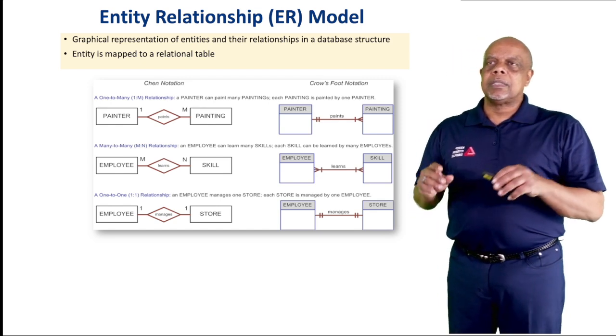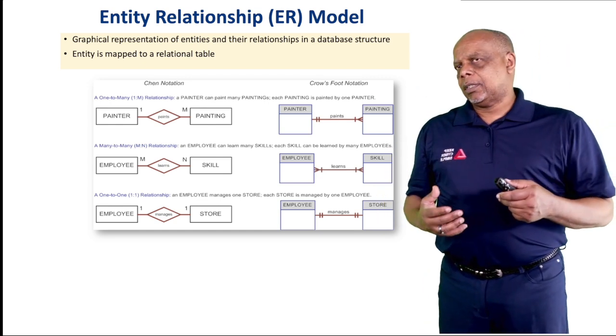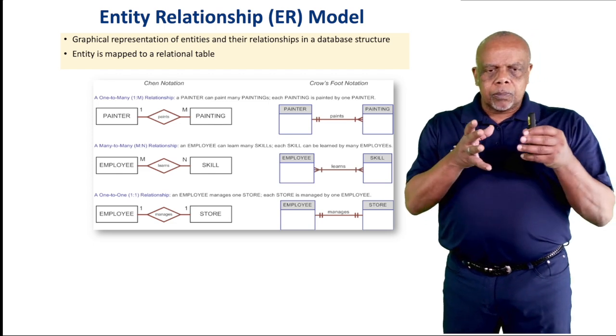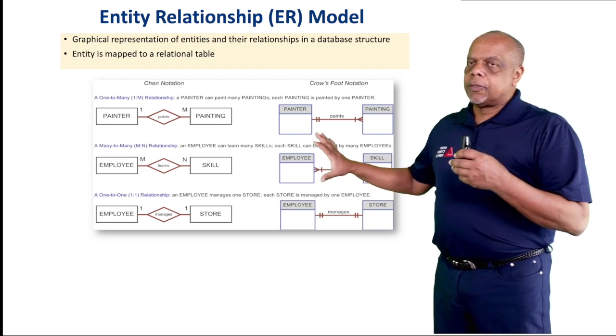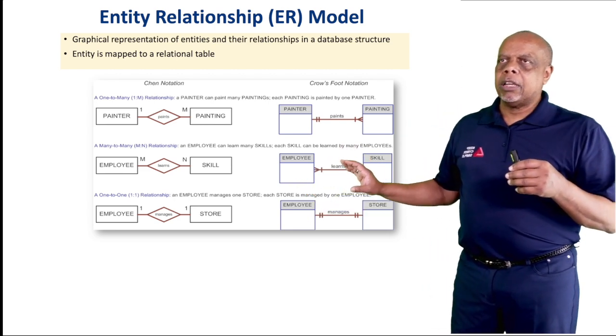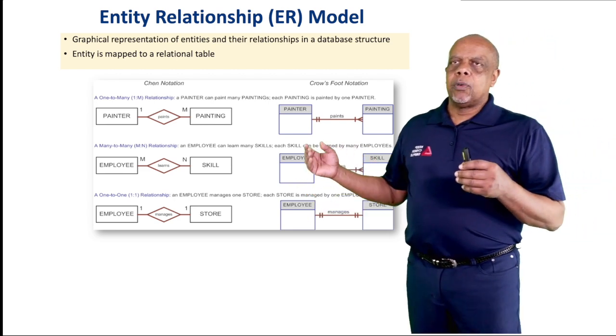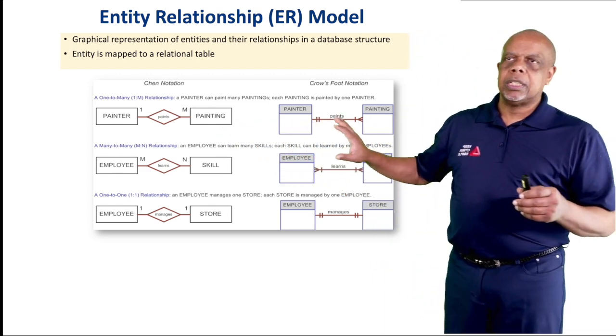Now, let's move into something a little more database aligned. When we think about entity relationships, this is a way that, within the world of data structures, we start to show entity relationships. This is called the ER model. There are different ways of notating this. You can use the Chen notation or the crow's foot notation.